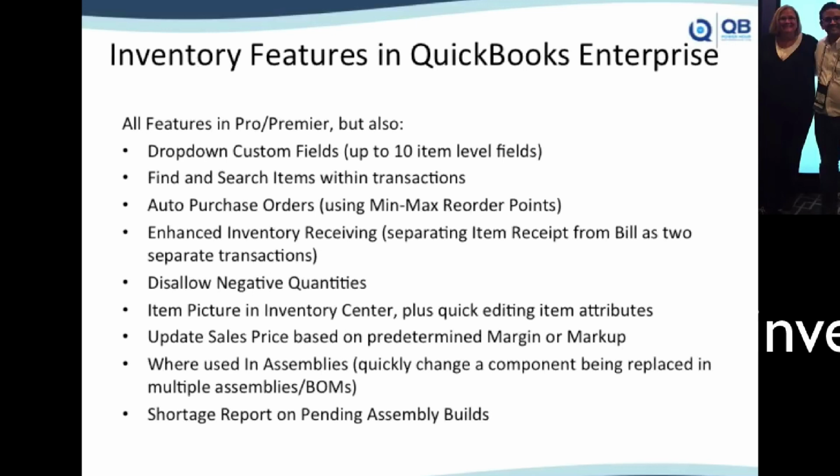Okay, the next topic here is inventory features in QuickBooks Enterprise. So now when we move beyond Pro and Premier, what does Enterprise do? Enterprise gives you 10 custom fields at the item level. And not only that, you can also have a drop down. So you can actually create pre-filled drop down menus on your custom fields, which to me is great for QuickBooks inventory, and in any sort of inventory function where the user can type anything they want in the custom field.